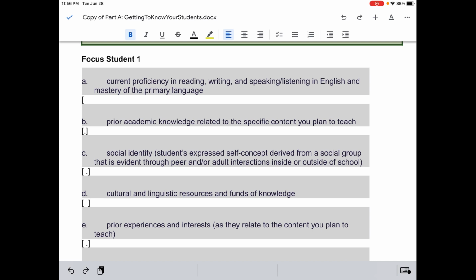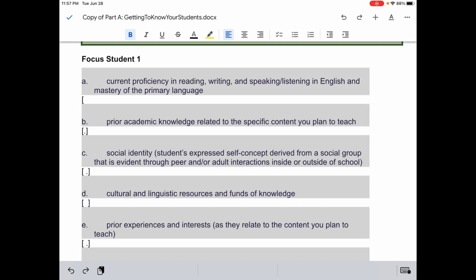Then if we go on to letter C, it talks about social identity. So how students express self-concept driven from social group that is evident through peer or adult interactions inside or outside school. I talked about how my student is. So focus student 1 is a shy person. Besides being close to his certain friends, some students are very shy but are very, very talkative with their best friends. So I mentioned that.